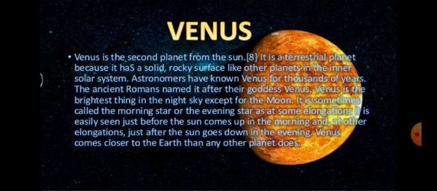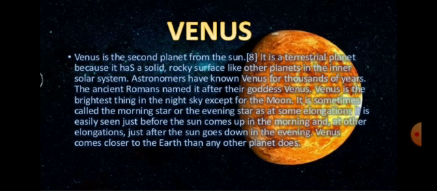Venus is a type of rocky planet. The planet Venus has a dense atmosphere which consists almost entirely of carbon dioxide gas. Venus is the brightest planet in the night sky. The planet Venus is the brightest object in the night sky except the moon. And Venus is the hottest planet.